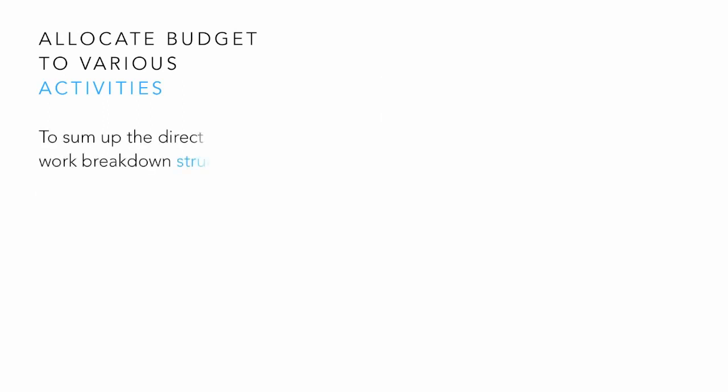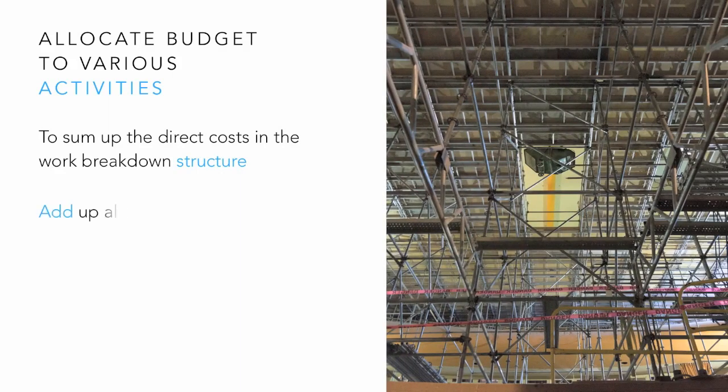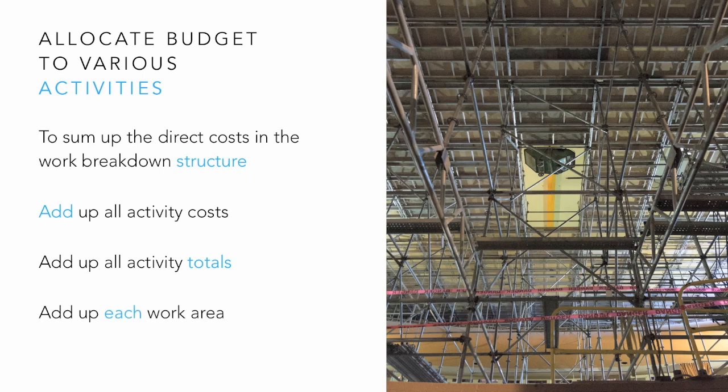To sum up direct costs in work breakdown structures. Add up all activity costs, plant, labour, materials for total for each activity. Add up all activity totals for total in each work area. Add up each work area for total in work breakdown structure or whole project.